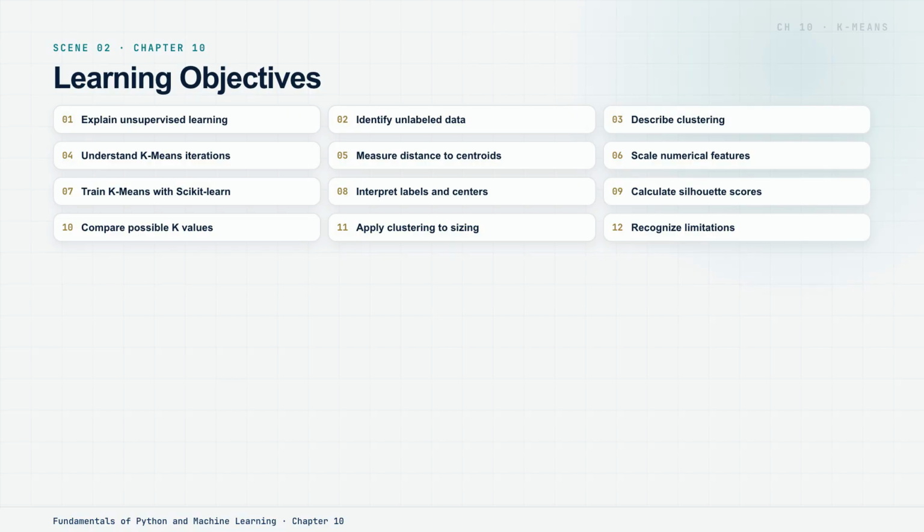Finally, you will learn how the silhouette coefficient can help compare possible values of K and how clustering results should be interpreted in relation to real business needs.